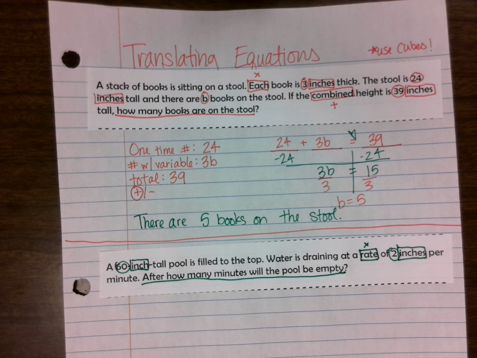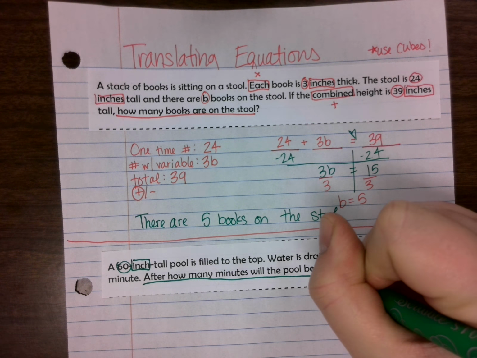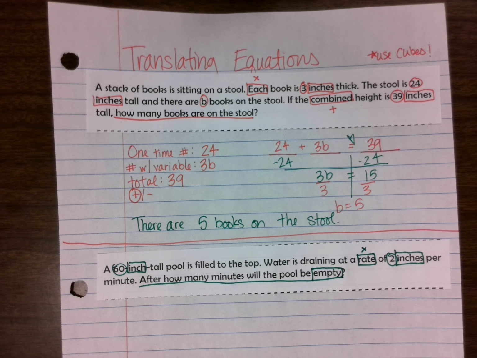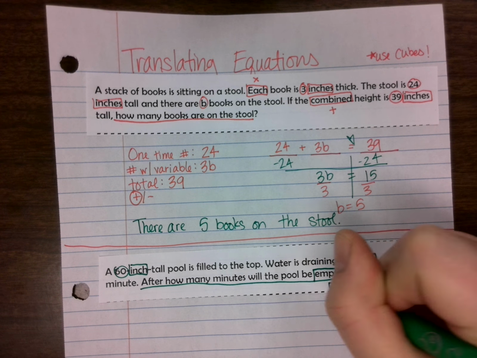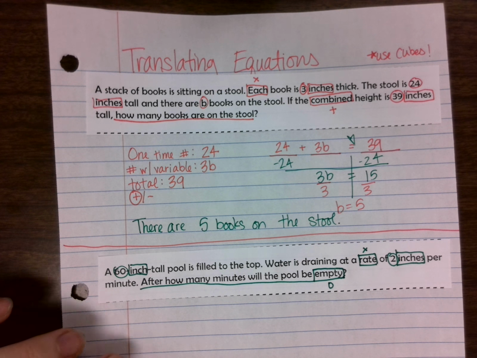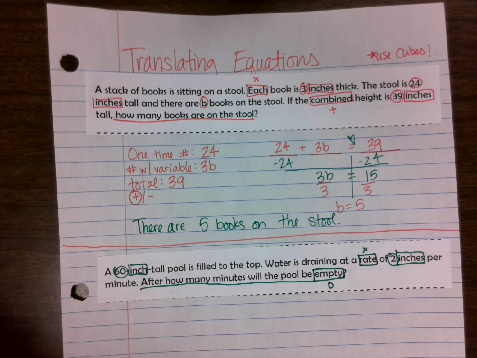And then there's one more word that's also kind of a number. That word, that number, is empty. Empty would be what number? Empty would be 0. So we're trying to get the pool from 60 inches tall to 0 inches tall. We want all the water out. There's no extra information that they're trying to confuse us with to cross it out.